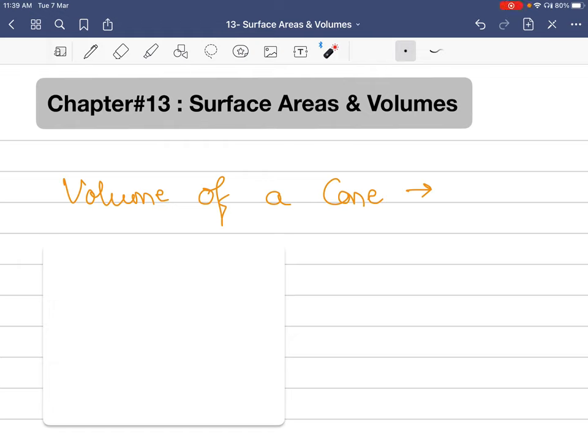So in this video of chapter number 13, surface areas and volumes, we are going to focus on volume of another three-dimensional solid figure, and here we are going to focus on the volume of cone. So far we have seen volume of cube, volume of cuboid, and volume of cylinder. Now the fourth geometrical figure that we are going to focus on is cone, and we are going to see how to find the volume of a cone.